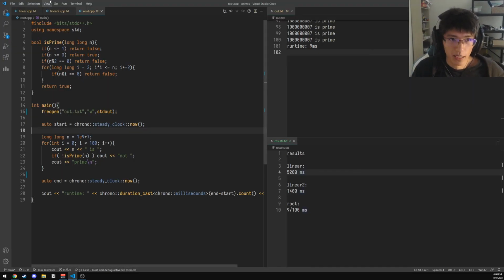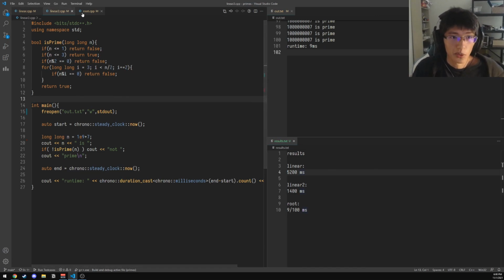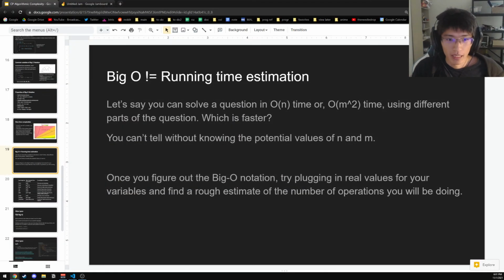And so in the first example, you can start to make estimates of how long something might take, and predict that, and also not be surprised when you end up with time limit exceeded, stuff like that. So, that's going to be it for algorithmic time complexity.